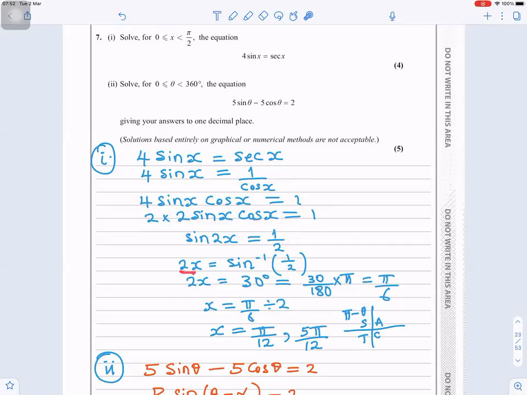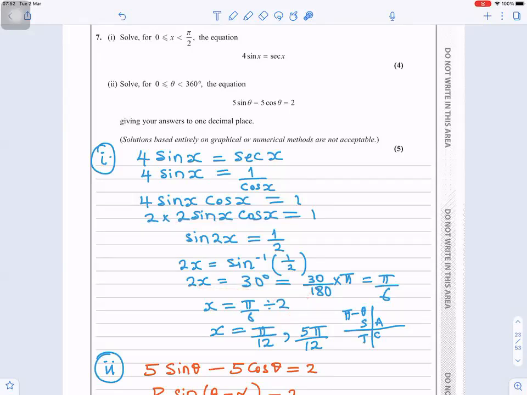So 2x will be inverse sine of a half. So 2x will be 30 degrees. And 30 degrees is the same as pi over 6. To change from degrees to radians, you multiply by pi over 180. So 2x is pi over 6, so x is pi over 6 divided by 2. Take the 2 to the right, it becomes divided by 2. So x is pi over 12.